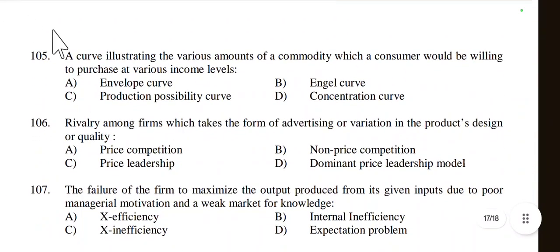Then question number 105, a curve illustrating the various amounts of a commodity which a consumer would be willing to purchase at various income levels. It is called as envelope curve, Engel curve, production possibility curve, or contract curve. This is called as Engel curve, because an Engel curve shows the relationship between consumers' income and the quantity of commodity they are willing to purchase. So it illustrates how changes in income affect the demand for a good. It is called as Engel curve.